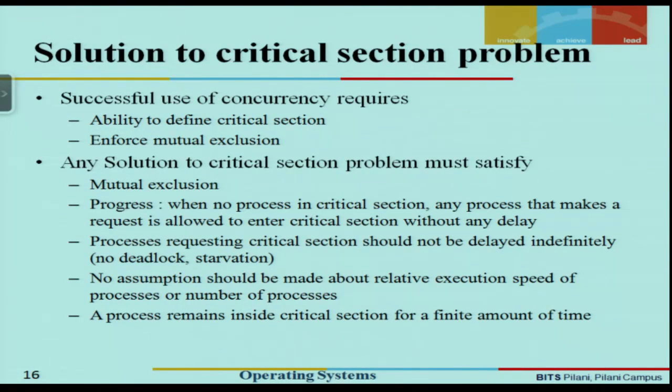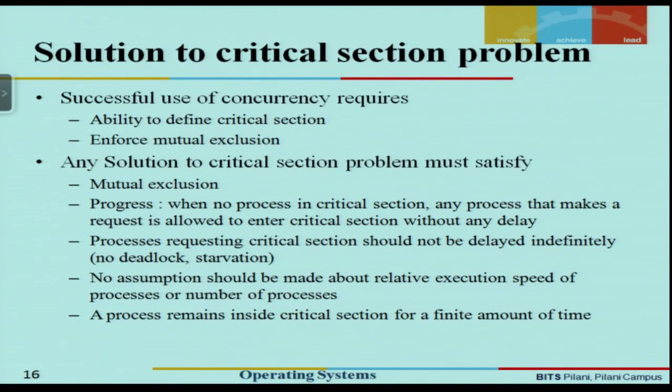So for a solution to the concurrency issue, if we wish to use concurrency in a successful manner, then there are a few things which are required. One, we need to be able to define what we call a critical section, which we can consider as a non-shareable resource in an abstract way, and then the enforcement of mutual exclusion. So these are the two primary requirements for successful use of concurrency control.